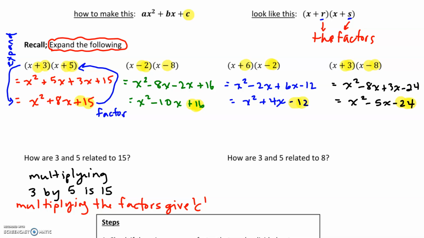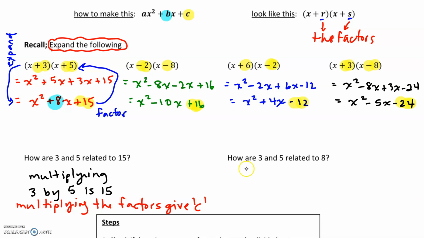All right, the next question is, how are 3 and 5 related to 8? Let's take a look at that. I can see that if I add 3 and 5 together, I get 8. So that's what we're looking at, the b value.